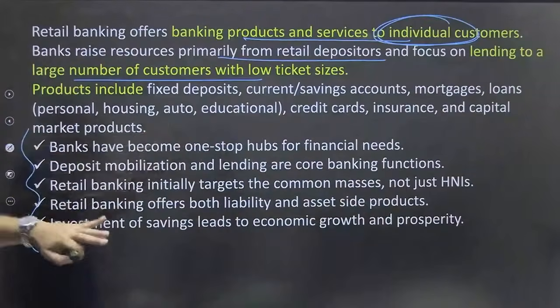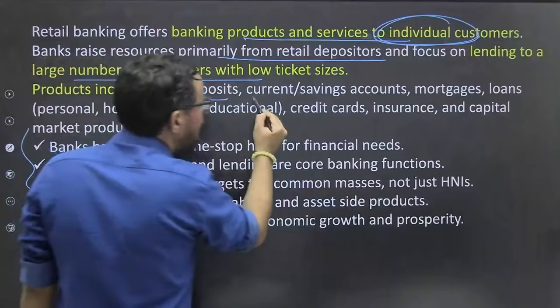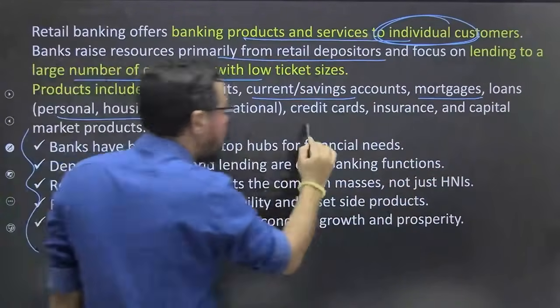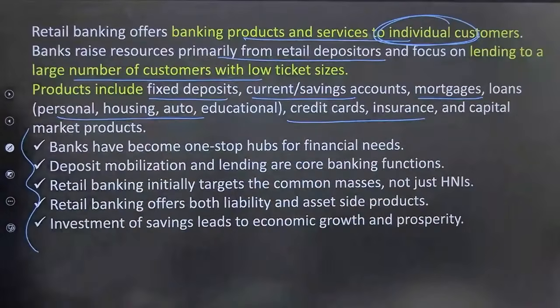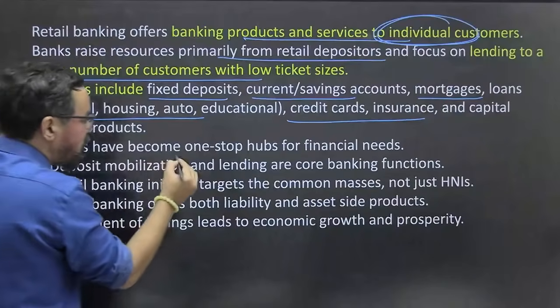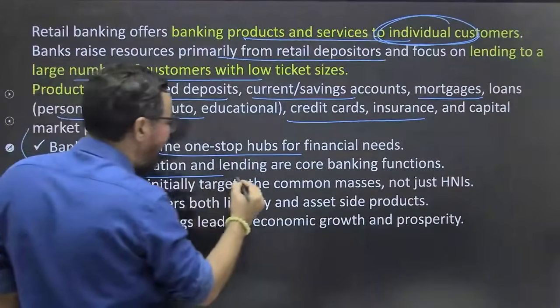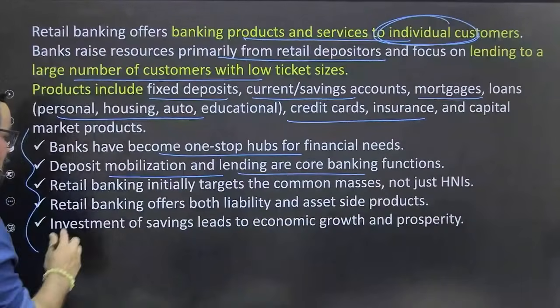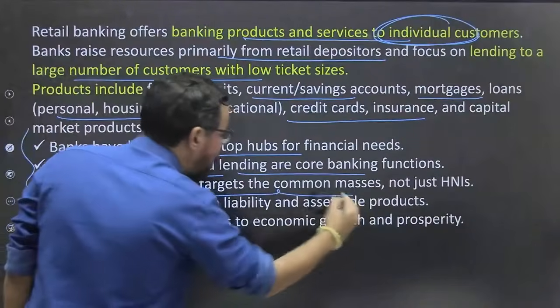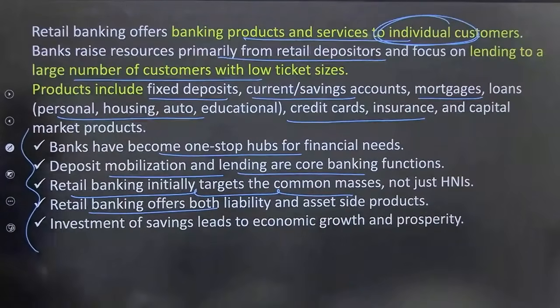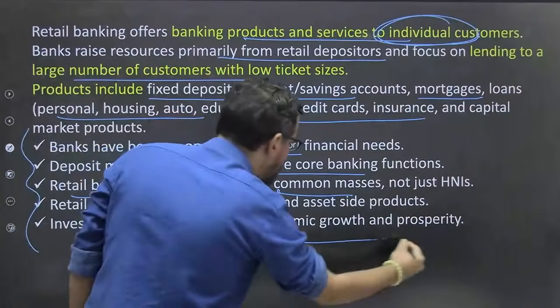Masses is something like, let's say, fixed deposit, current and saving accounts, mortgage loans, personal and home loans, auto loan, education credit. These are the products which we generally offer to our individual customers. So banks have become one-stop hubs for financial needs. Deposit mobilization and lending are core banking functions. Retail banking initially targeted the common masses, not the HNIs, but now retail banking offers both liability and asset side products. Investment of savings leads to economic growth and all.